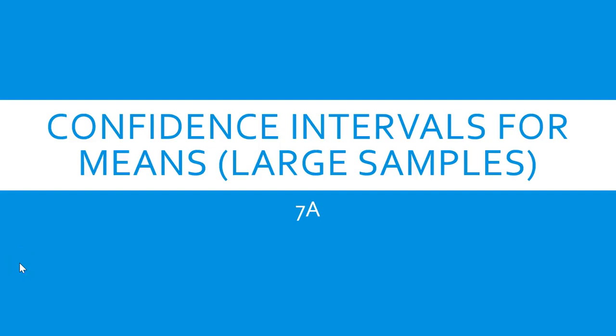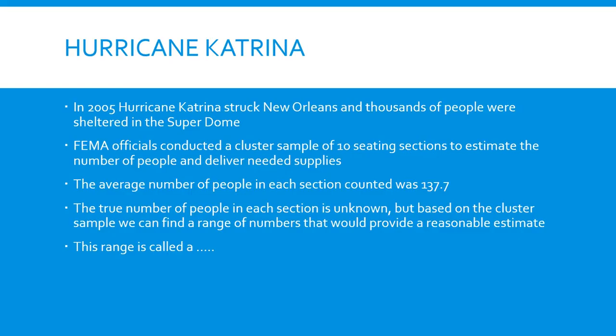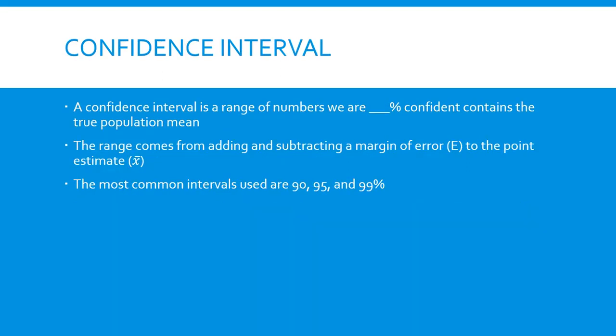Okay, confidence intervals for means. So we did our Desmos example about Hurricane Katrina. We saw what happened there, where we had to take a cluster sample, and we found the average of 137.7. We knew that wasn't for sure the average in every single section, but we found a range of numbers that provide a reasonable estimate. We know it's somewhere around 137.7, and that range of numbers is called a confidence interval.